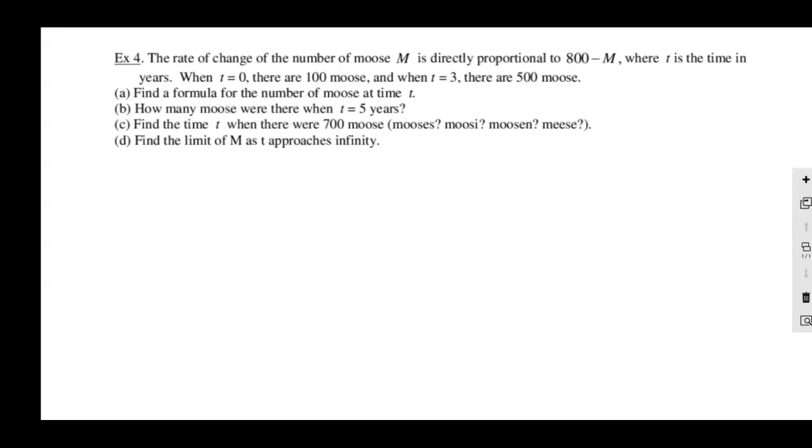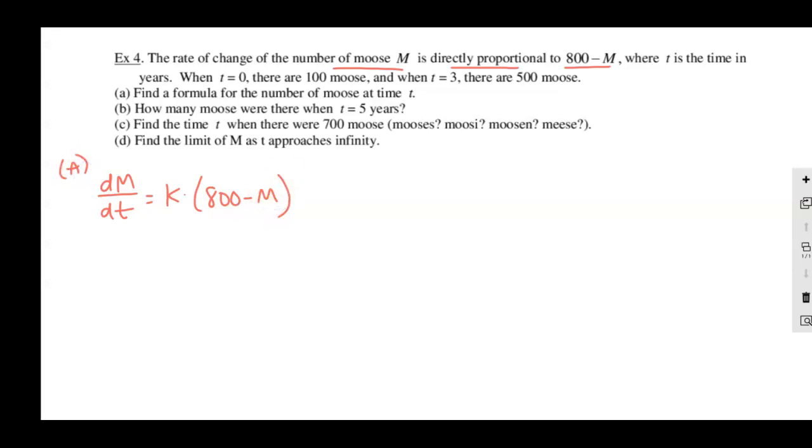The setup says the rate of change of the number of moose, so dm/dt, is directly proportional to 800 minus m, where t is the time in years. When time equals 0, there's 100 moose. When time equals 3, there's 500 moose. That's a lot of moose over 3 years, but whatever. All right, dm/dt is directly proportional, so k times 800 minus m.